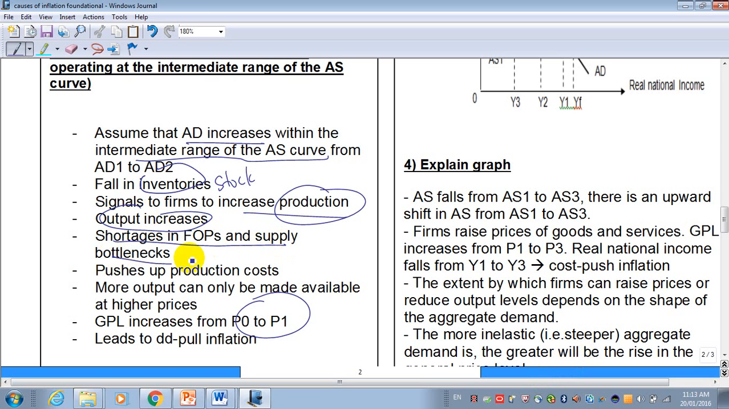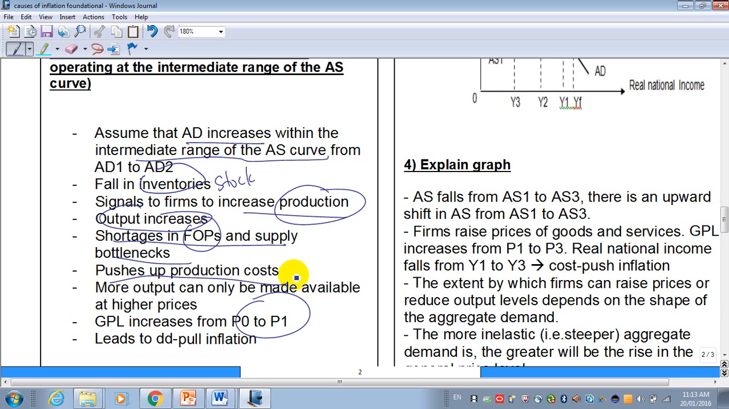Okay, if their output increases, there might be certain shortages and supply bottlenecks in certain factors of production, for example, like labor. You know why? Because they are producing more. They're employing more labor. They're using up raw materials because they are producing more. And therefore, there might be shortages in various factors of production. And if there are shortages, everyone is rushing for these limited raw materials. This is going to push up the production costs.